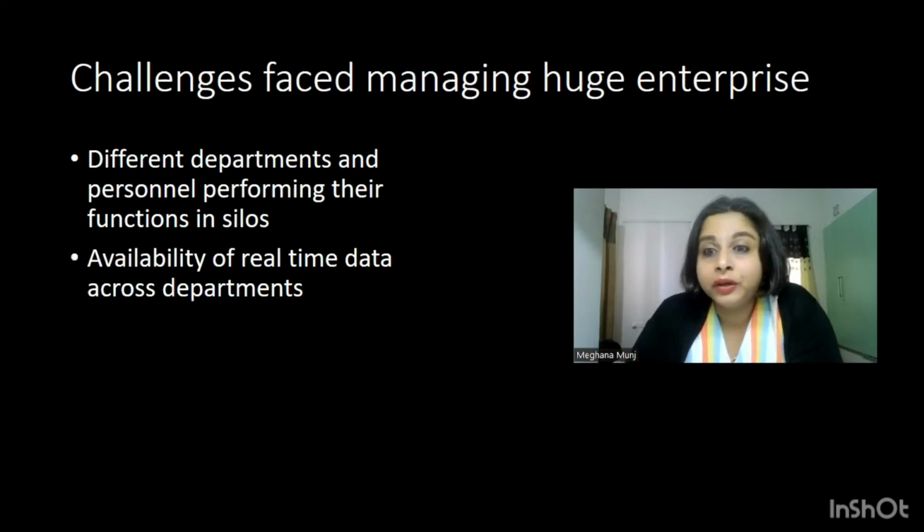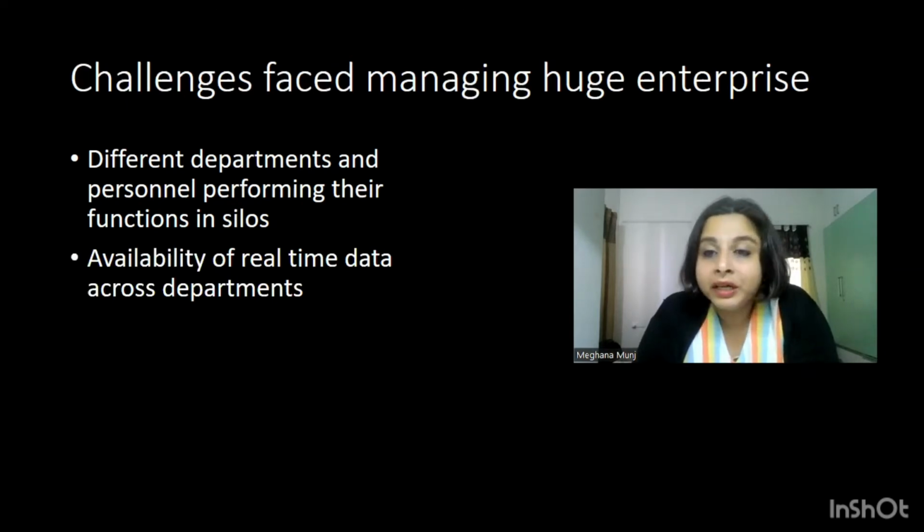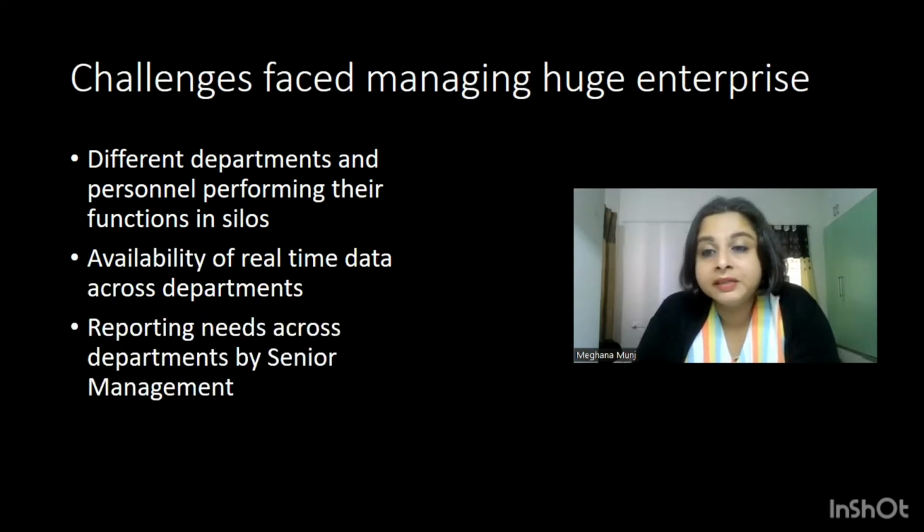The availability of real-time data across departments becomes challenging. Even if you have different software for sales, different software for procurement, and different software for planning, etc., if all these softwares are not integrated with each other, you do not get real-time data and you are not able to make effective business decisions. So this is one of the problems. Again, the reporting needs across departments by senior management also become a problem.